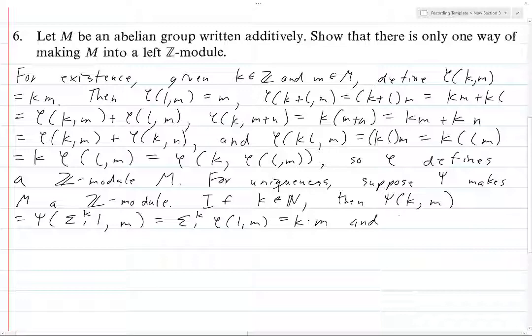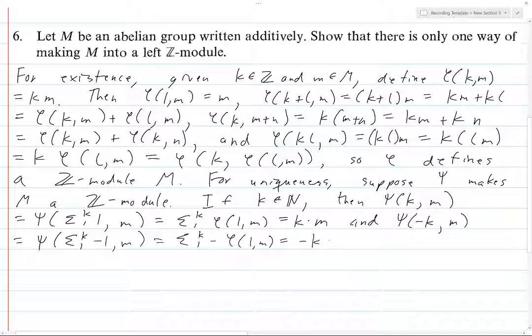And what if... So that takes care of natural numbers. What about negative numbers? Negative km. This is just the sum from 1 to k of negative 1m. This is going to be similar. Equals, let's see here, sum from 1 to k of negative psi of 1m. But that's just going to be negative k times m.